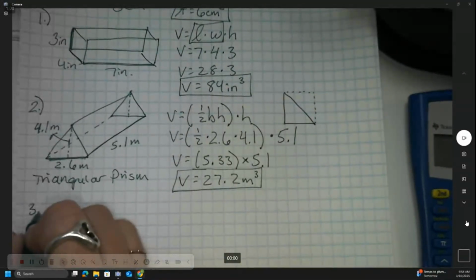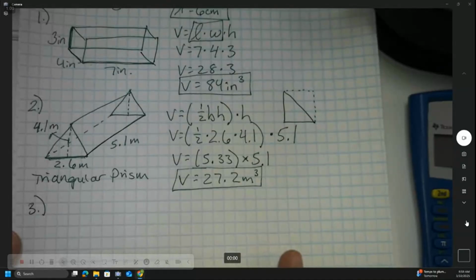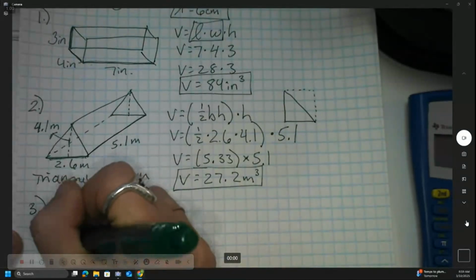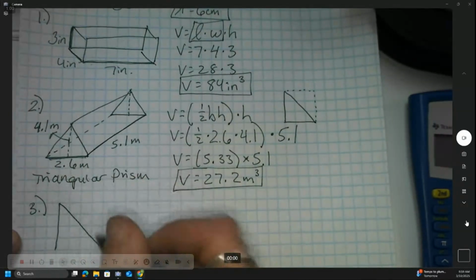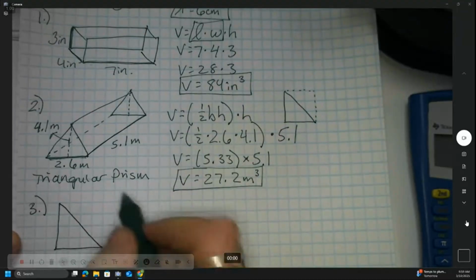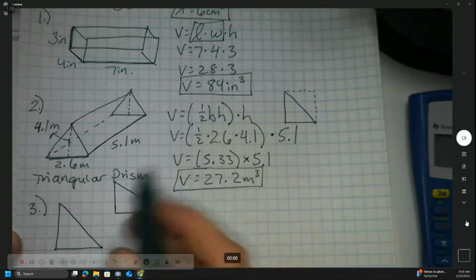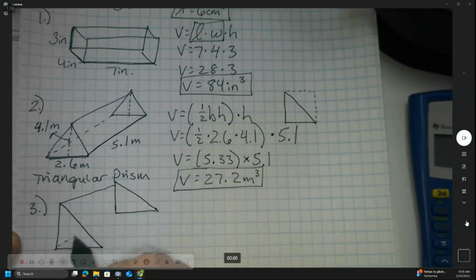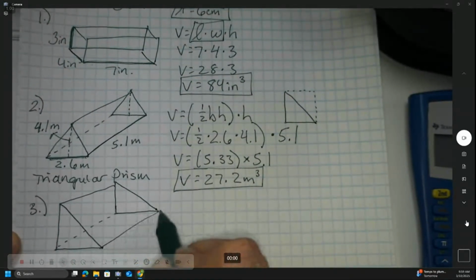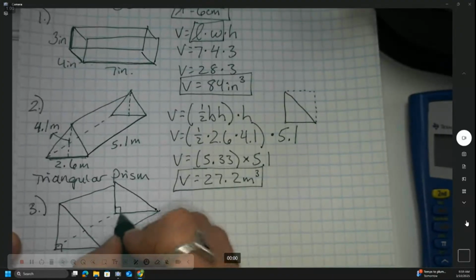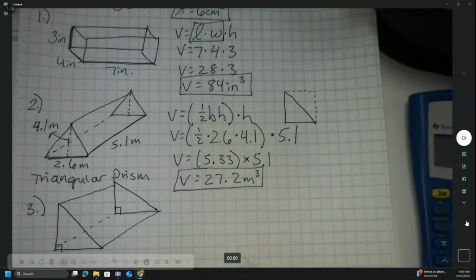Let's do another one, number 3. Another triangular prism, but this one's going to be a right triangular prism. So I'm going to go ahead and draw it like so, and so are you. Connect the edges, and it's a right one. So with this triangular prism, I'm going to go ahead and label what we have.